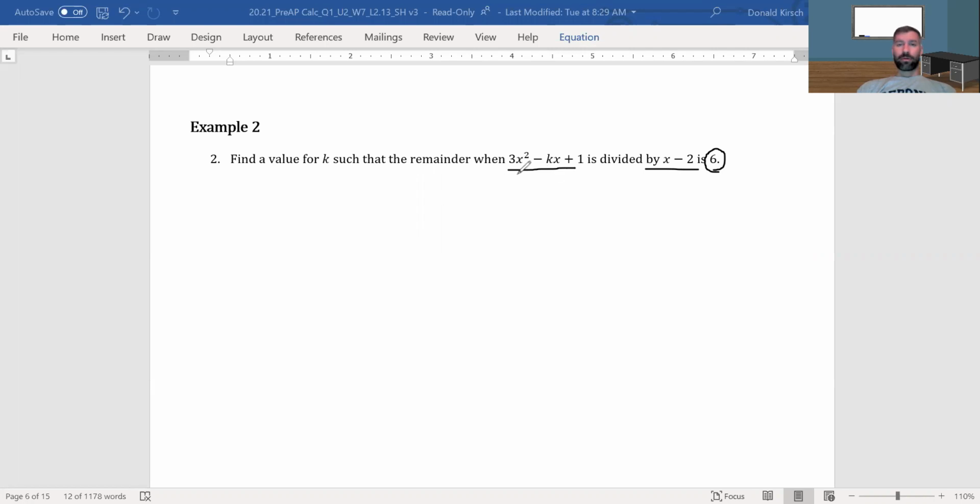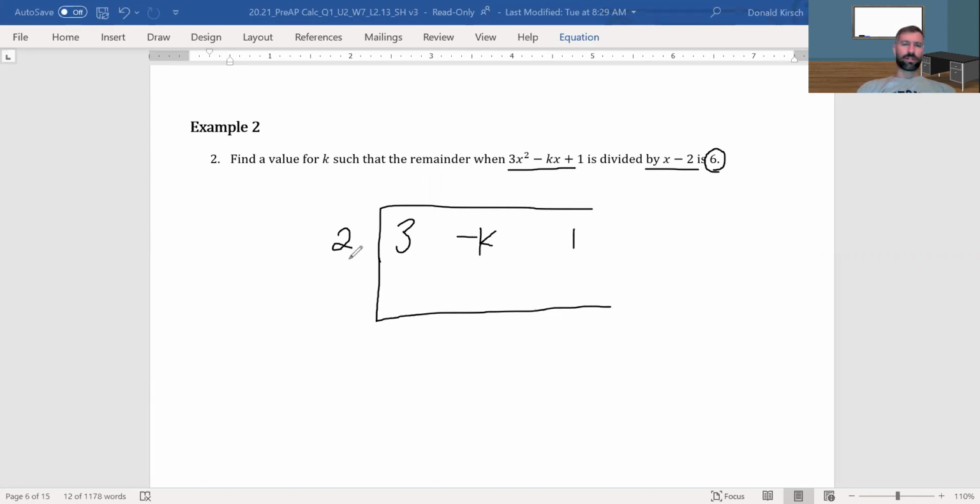All right, let's think about what we know. We have an x squared term, we have a k term, we have 1. So let's just put those inside. We have a 3, we have a -k, we have a 1. Those are going on the inside. And the -2, remember, we're going to switch that to be 2. Now, even though we don't know what k is, let's just go through this process and see what happens.